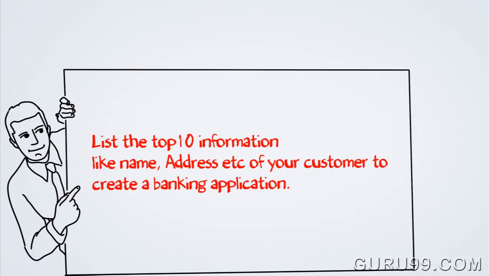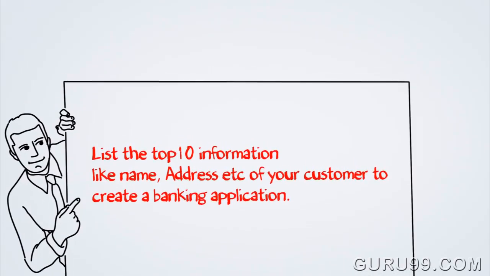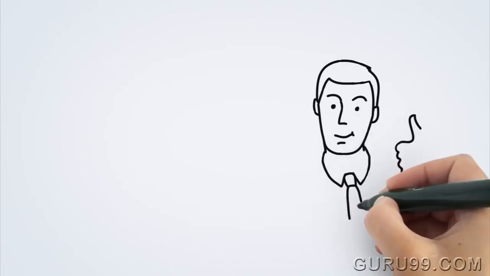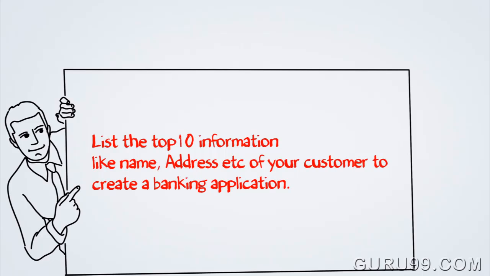To understand the principle of abstraction, let's do an exercise. List the top 10 pieces of information, like name, address, etc., of your customer to create a banking application. Pause the tutorial and complete the exercise.